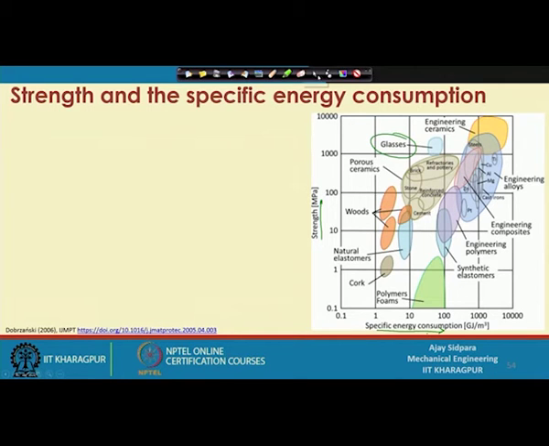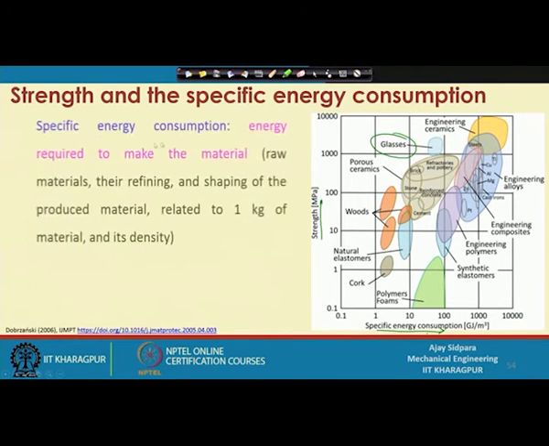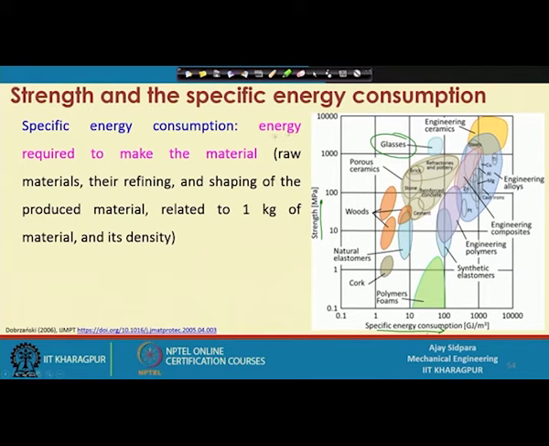So, from starting to end, let me first define the specific energy consumption. It is the energy required to make the material. You start with the raw material, whether you are getting it by a chemical route or it is readily available in nature. Then you have to refine it, because whatever the raw material is, you have to separate all the different elements, and then make sure that the content of this material is the same as the material you are thinking of. So, refining is the second step.